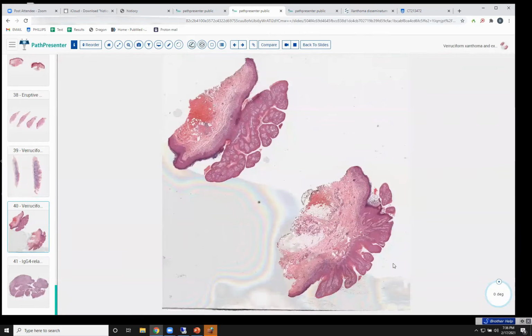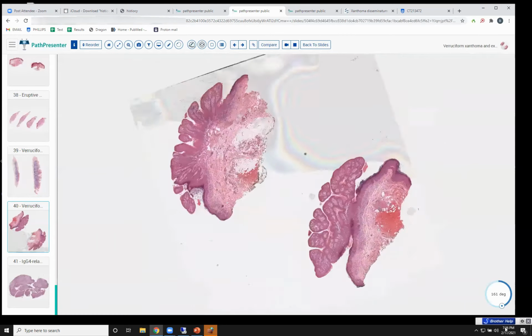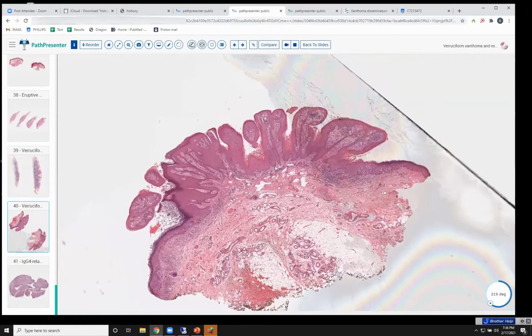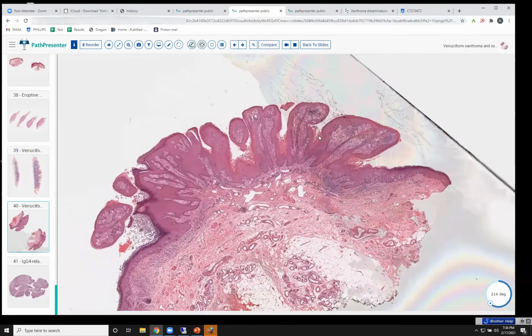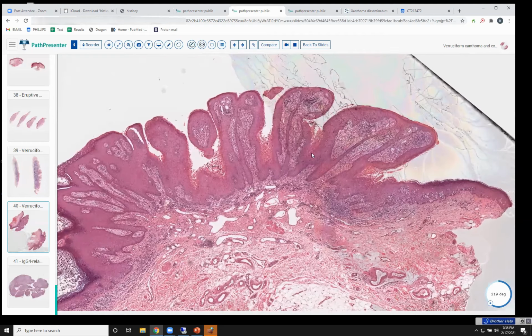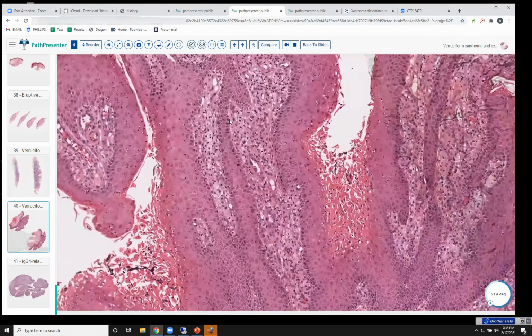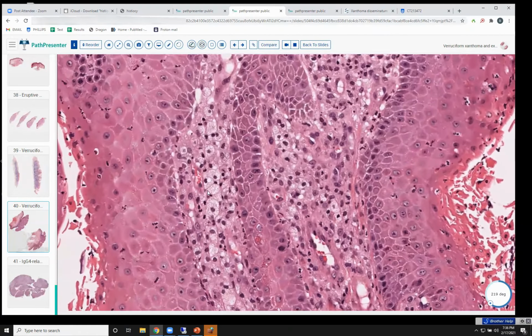Here's yet another one. Same papillary hyperplasia with these parakeratotic V-shaped, often pointing into the epidermis. And when you look here in the papillary dermis, you can see it's a beautiful verruciform xanthoma. Look at the foamy cells.